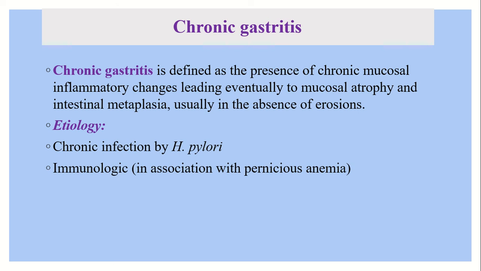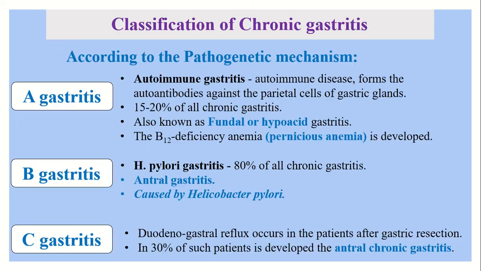Etiology: there are two etiological factors for chronic gastritis, infection by Helicobacter pylori and immunologic factors in association with pernicious anemia. We will use some different classifications for chronic gastritis. One of them is the pathogenetic classification, according to the pathogenetic mechanisms. There are three types of gastritis: A gastritis, B gastritis, and C gastritis.